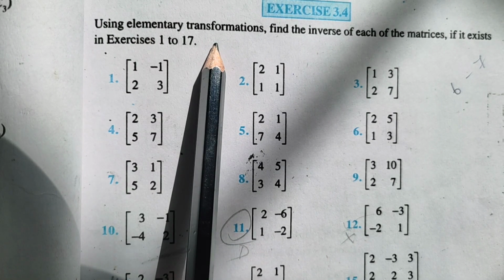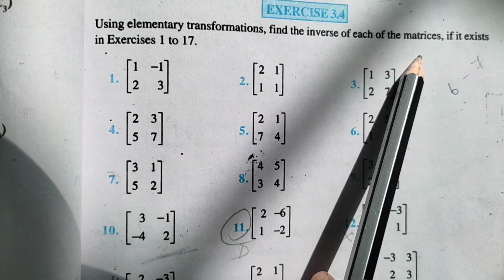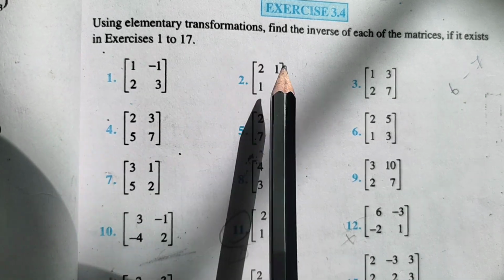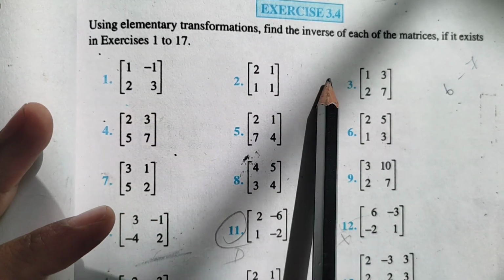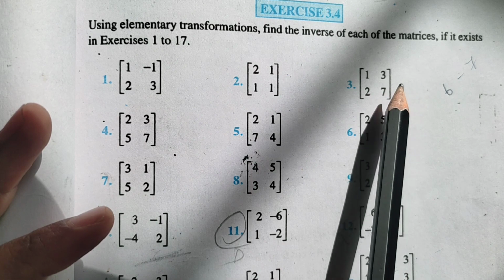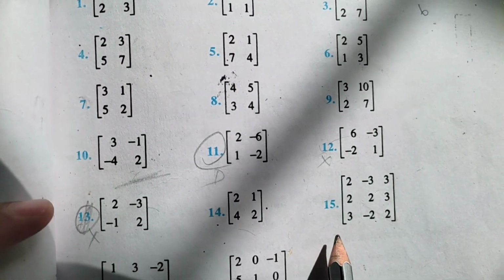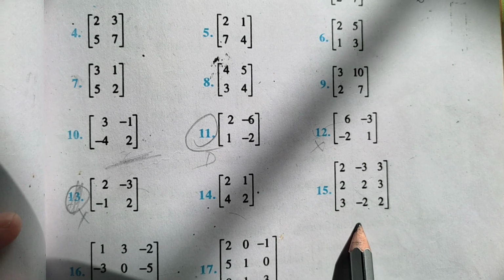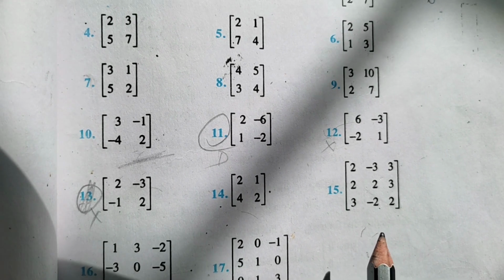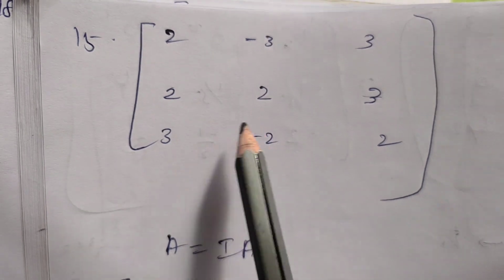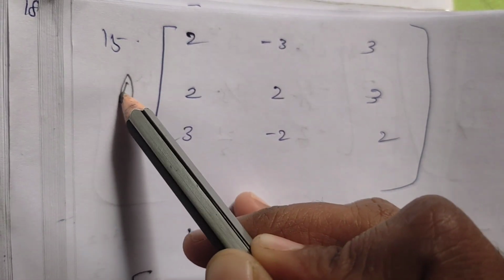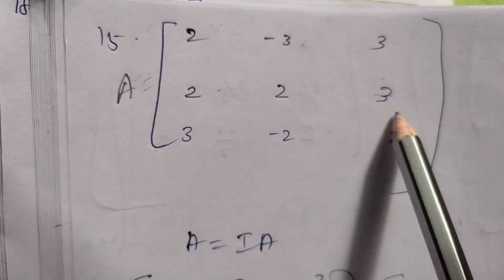Using elementary transformation, find the inverse of each of the matrices if it exists. We have already seen 2 by 2 matrix, how to find the inverse of these 2 by 2 matrices. So in this video, let us see how to find the inverse of a 3 by 3 matrix. So this is the given 3 by 3 matrix. Let us find the inverse of this matrix.